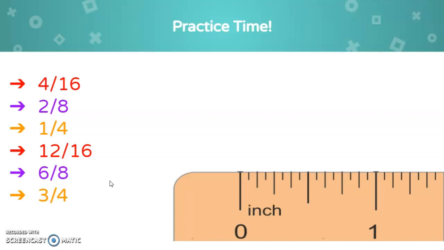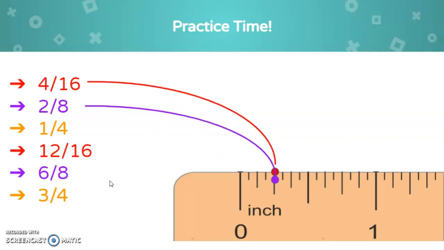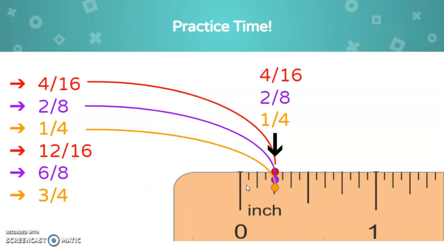Welcome back! Great work finding each of these fraction locations. Let's review, and you can check your work. So 4/16 should be right there, 2/8 should be right there, and 1/4 should be right there. Now, it's interesting, all of these fractions are in the same spot. All of these fractions are equal, and they all represent 1/4 of this whole.